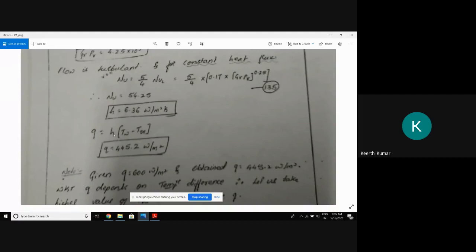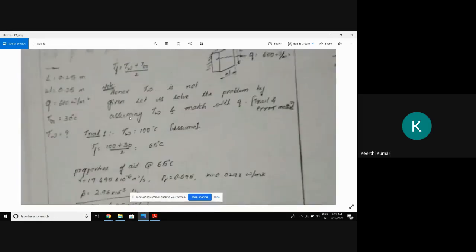So once h average is done, substitute here. Q is equal to h into area into (Tw minus T infinity), if I write capital Q. Now he himself has given small q, which is nothing but capital Q by area. So area is taken to this side, and I simplified the formula into small q is equal to h (Tw minus T infinity). If we do this, we will get small q as 445.2. 445.2 is the value of heat flux.